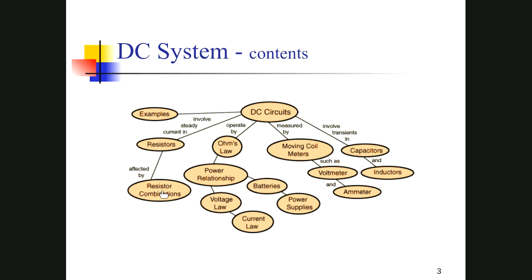How the power is used by the resistor depends on the current. So we have the currents. The resistor can be one resistor, two resistors, three resistors, and so on. The combination of resistors is the network, the resistor network.